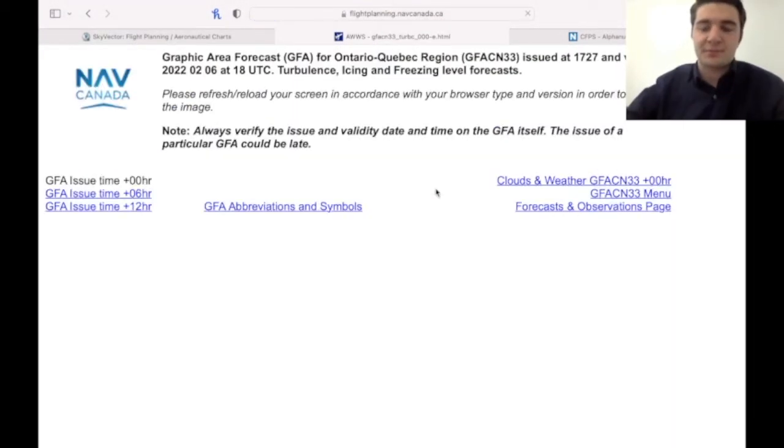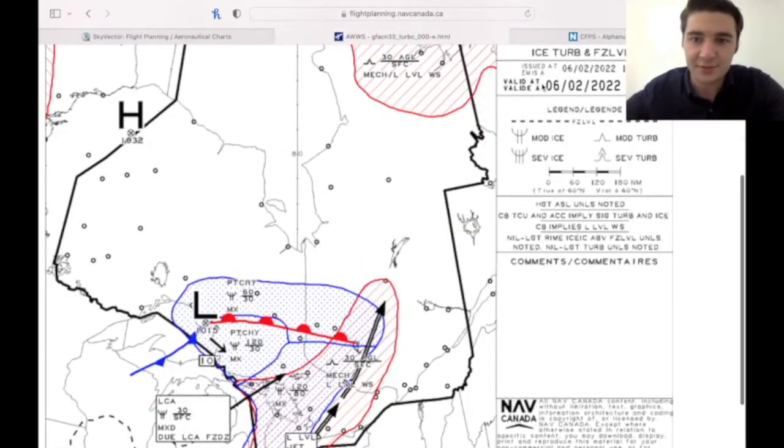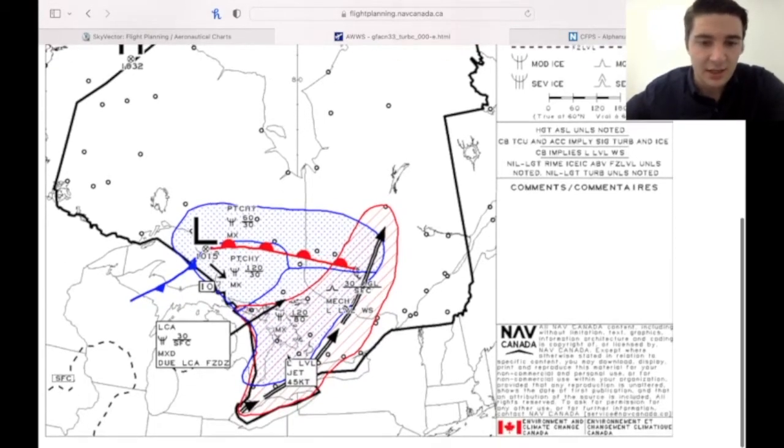Now, for the same time period, we're going to take a look at the icing, turbulence and freezing level, starting at 18 Zulu. We have a low-level jet at 45 knots, just to the south of our departure area here. A few things going on here. Starting with the icing, we have moderate mixed icing from 8,000 to 12,000, and note that was the same as the cloud layer. So into the clouds here, they're predicting ice.